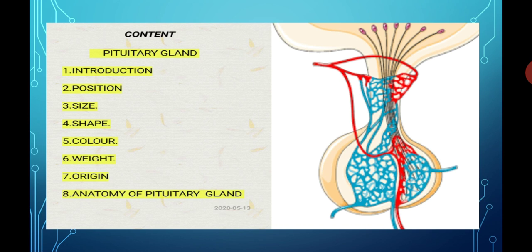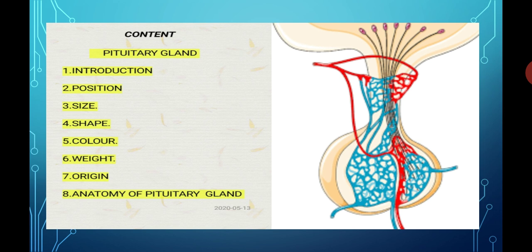Students, this is nothing but the external morphology of a pituitary gland. Besides the external morphology, we are going to see the anatomy of a pituitary gland. So our today's content is the external morphology and the anatomy of a pituitary gland. The points for the external morphology are introduction, position, size, shape, color, weight and the origin.